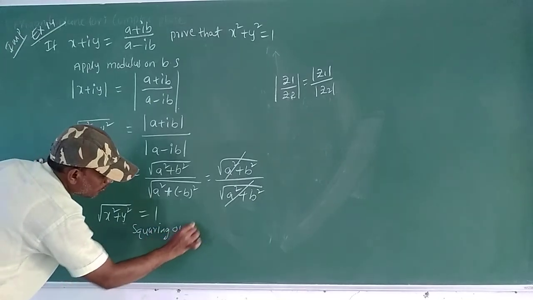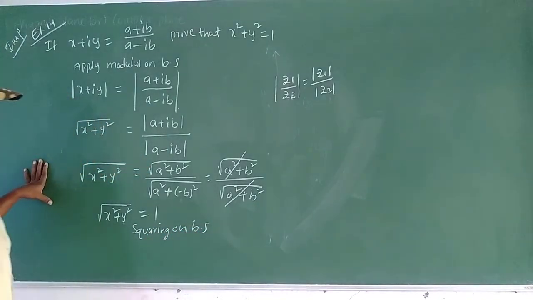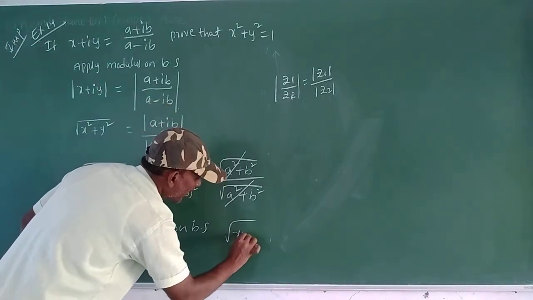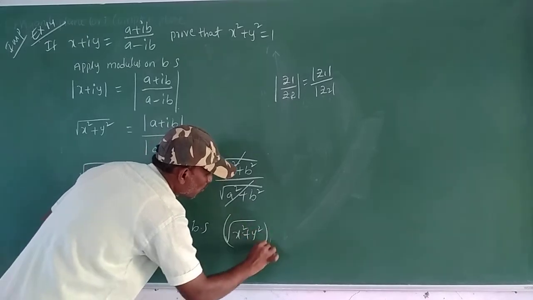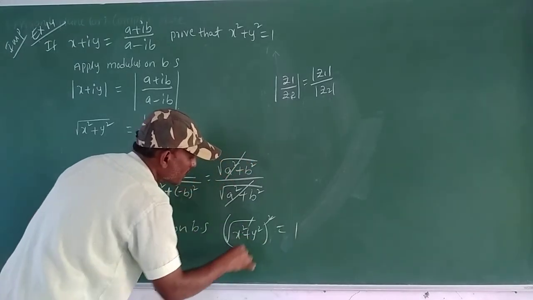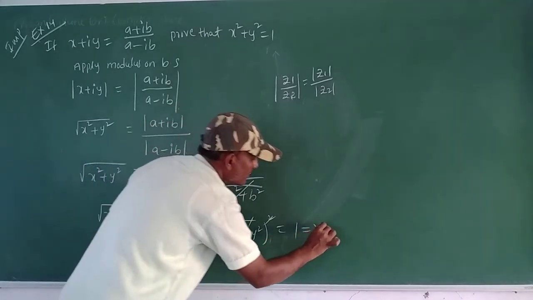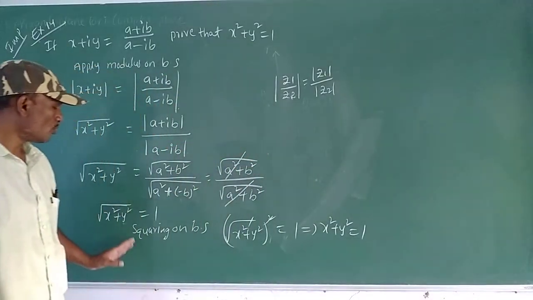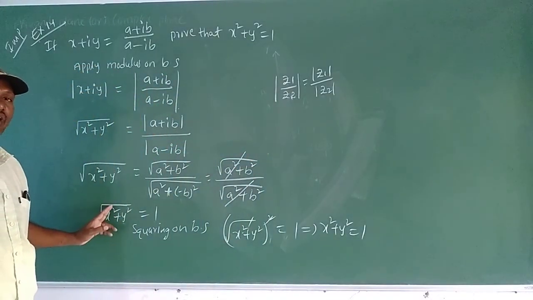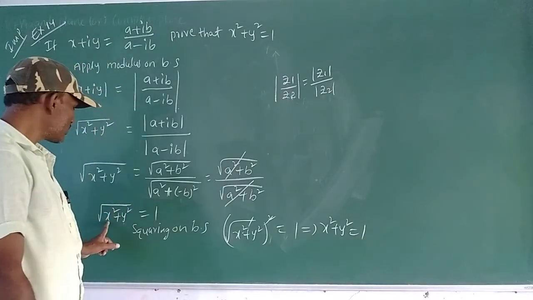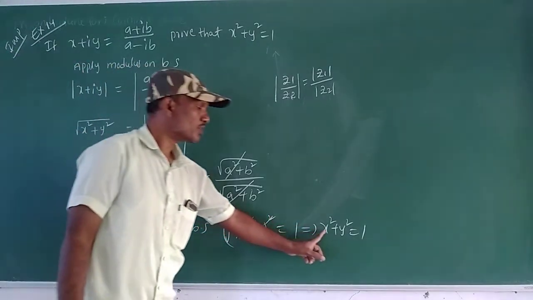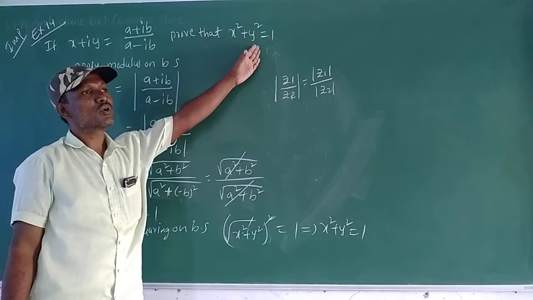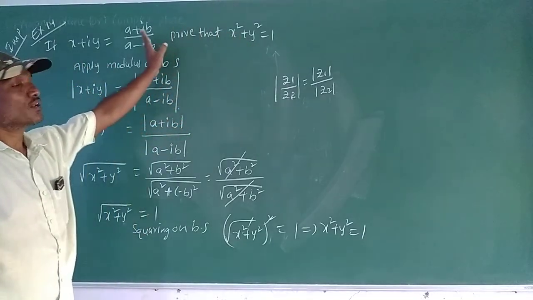Squaring on both sides. Square root of x square plus y square whole square equals 1 square, which is 1. The square root gets cancelled. That implies x square plus y square equals 1. Here it asks, prove that x square plus y square equals 1. Very important.